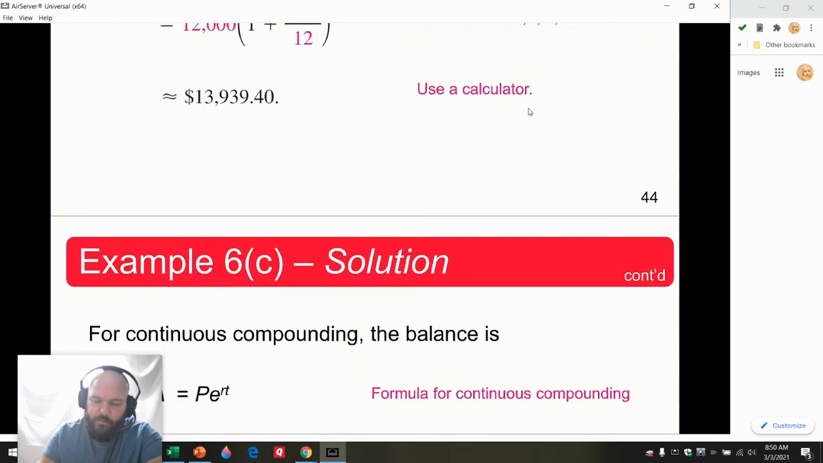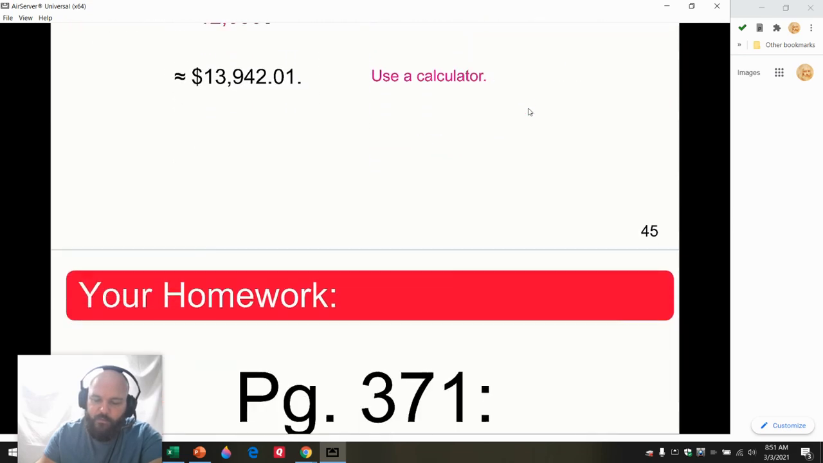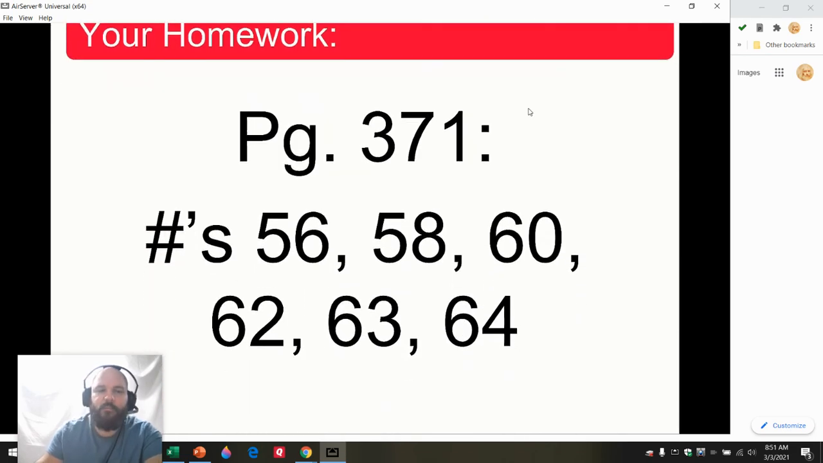And these are just the typed out answers to what I just showed you. So that's what I have for you today. I hope that made sense on how to use those formulas and which to use when. And I've got a couple of example problems I would like you to try on your own.